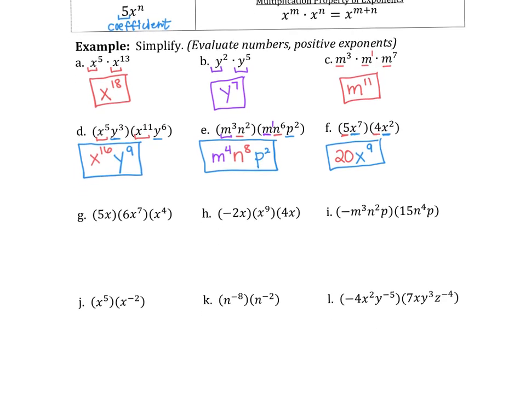Okay, for g, 5x times 6x to the 7th times x to the 4th. I see I have coefficients, so I'm going to go ahead and check those first. So I have 5 times 6, that's it. So 5 times 6 is 30. I have an x, x, x. Okay, so this is x to the 1 plus 7 is 8, 8 plus 4, 12.